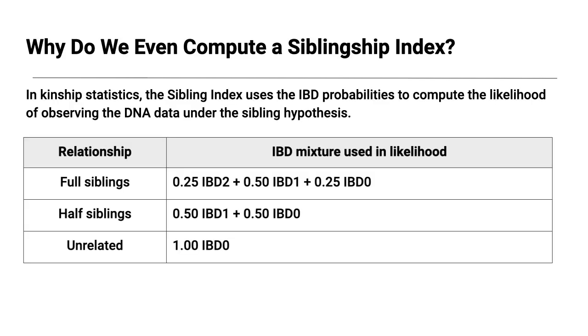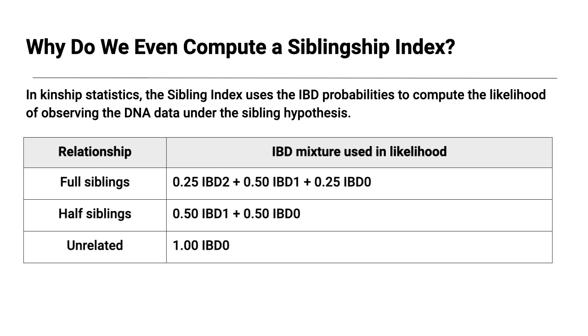Why do we even compute a siblingship index? Up to this point, we have discussed inheritance patterns and allele sharing. But the question naturally arises, why do we need to compute anything at all? If two people share several alleles, can we not simply conclude that they are siblings? The answer is no. DNA alleles exist in the population, and unrelated individuals may share alleles purely by coincidence.